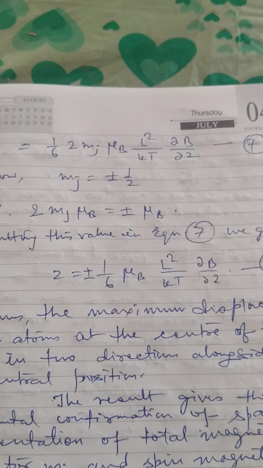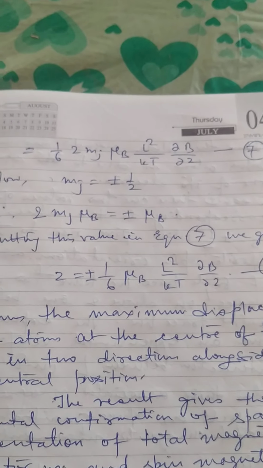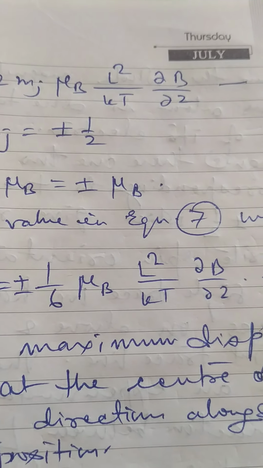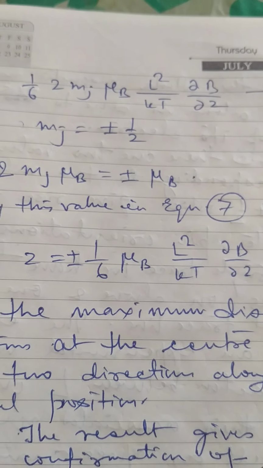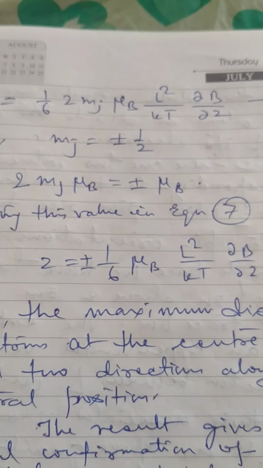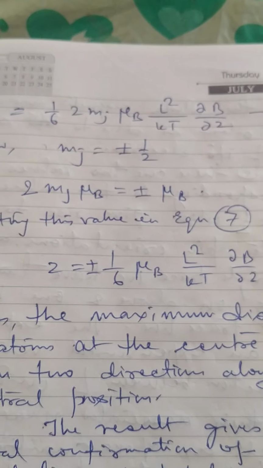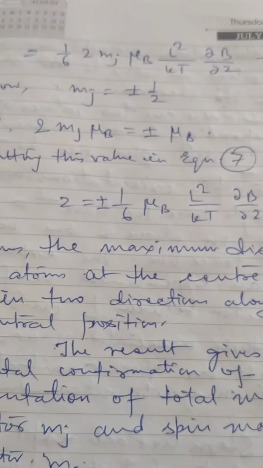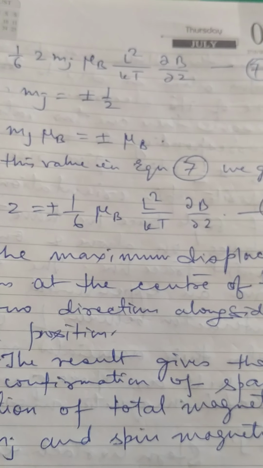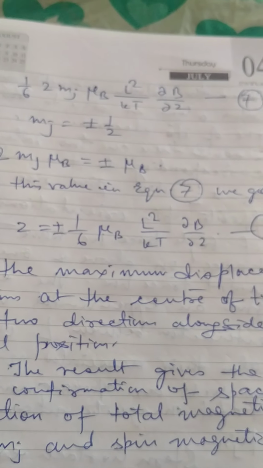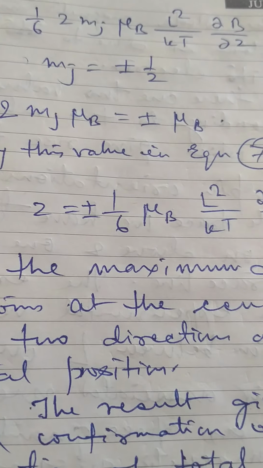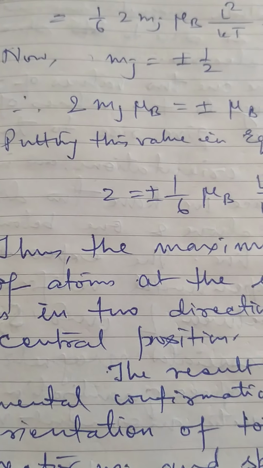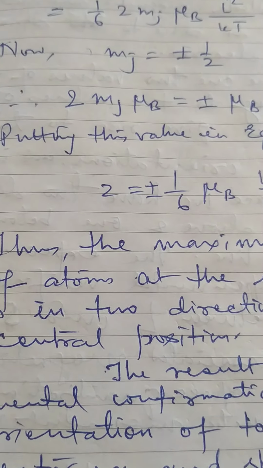Therefore 2 mj μB is equal to plus minus μB, the Bohr magneton, because mj is equal to plus minus half, so half into 2 will be 1. Putting this value in equation 7, we see z = ±1/6 μB L²/(kT) ∂B/∂z. It means z has got two values. It means the distance traveled has two values in the z direction.